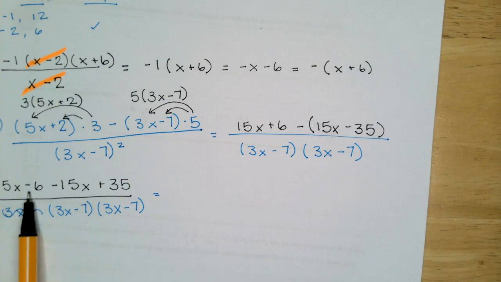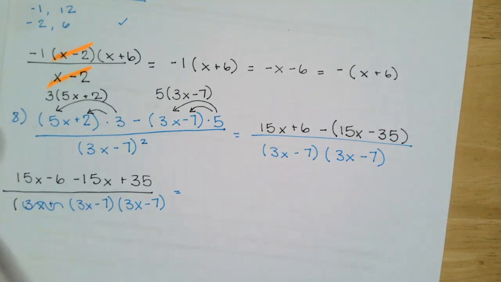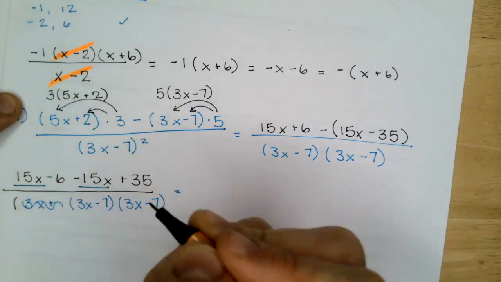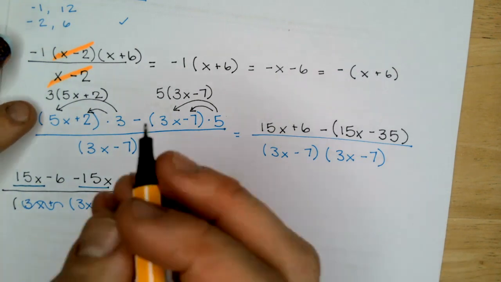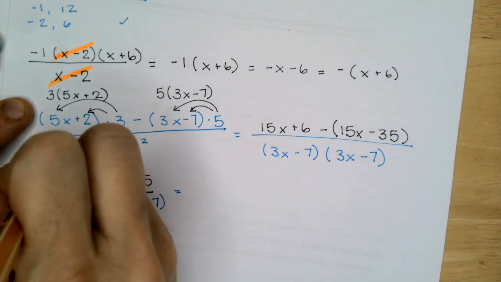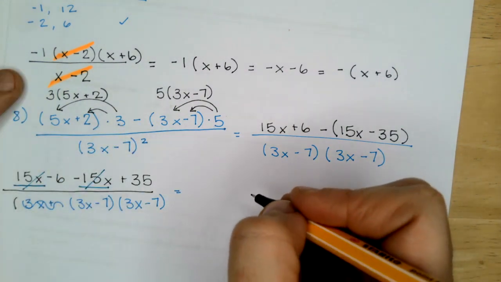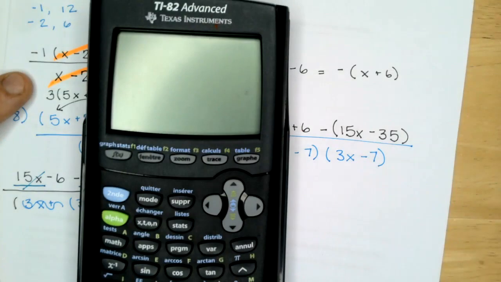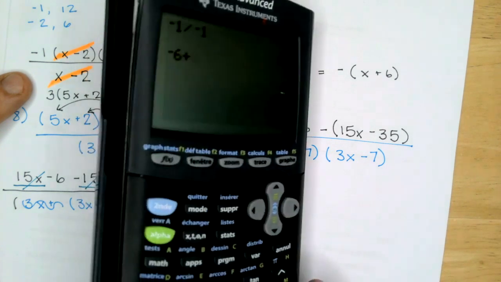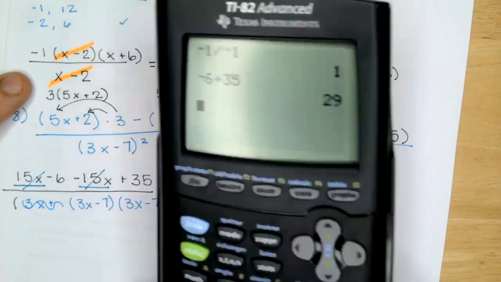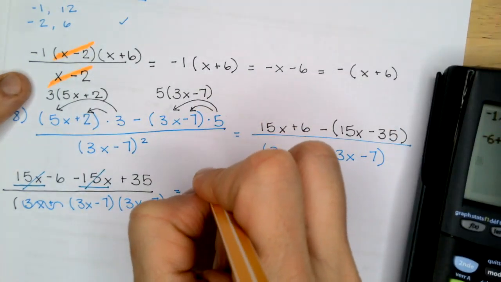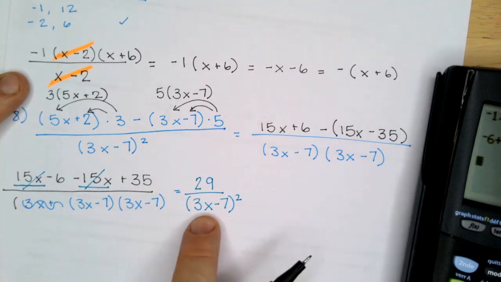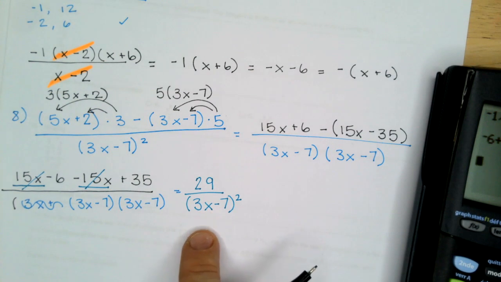15x minus 15x. Those are the only common like terms. 15x minus 15x, it disappears. Good. Positive 15x and negative 15x makes 0 x's. Negative 6 plus 35, 29. Negative 6 plus 35, positive 29. 29 over 3x minus 7 squared, because I don't have any x's, so that can just be left as is.